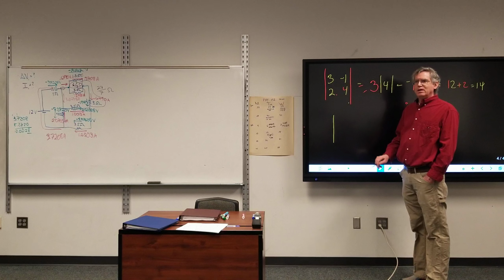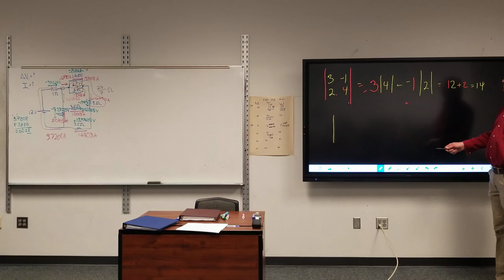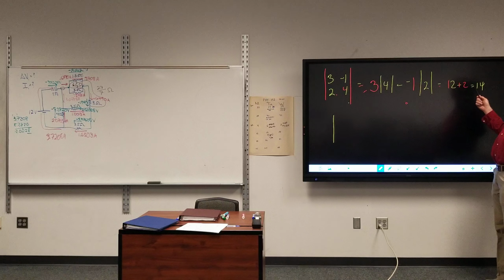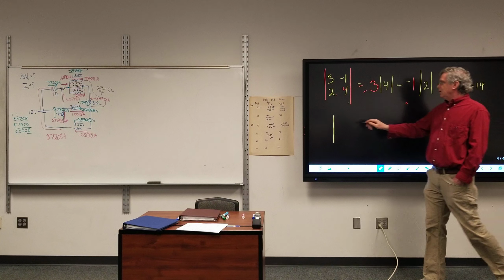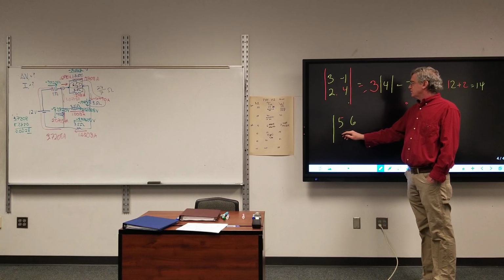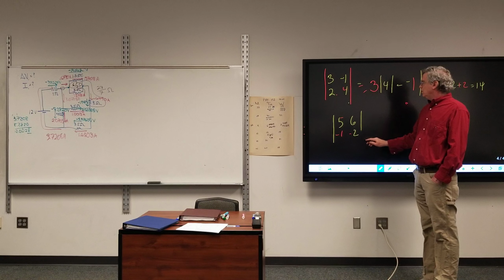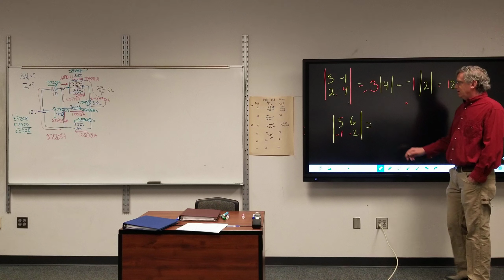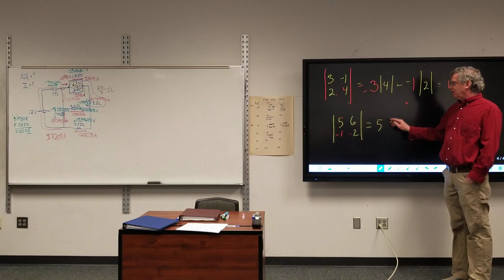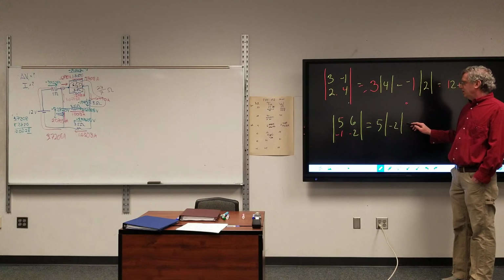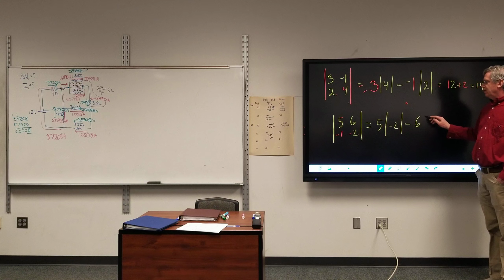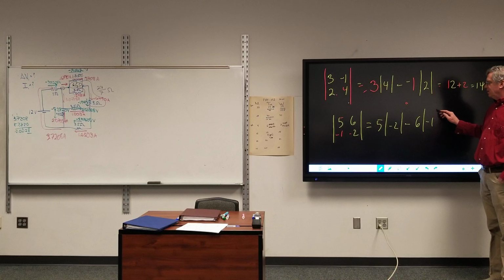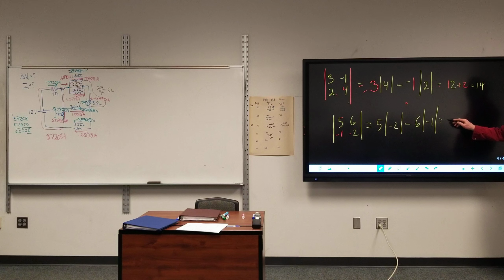Is it supposed to be minus 12, or is it supposed to be equal 12? Equals 12 plus 2. Okay. So if I did 5, 6, negative 1, negative 2, that's 5 times negative 2, minus 6 times negative 1, equals negative 10 plus 6, negative 4. All right, 2 by 2, got it.